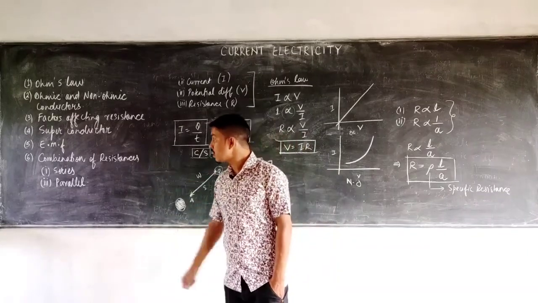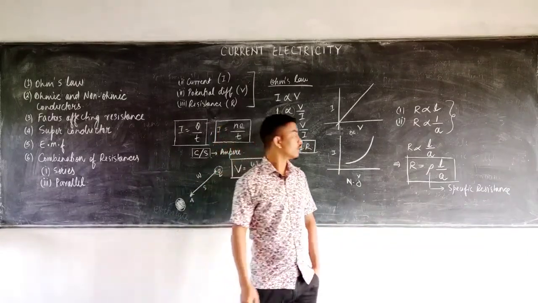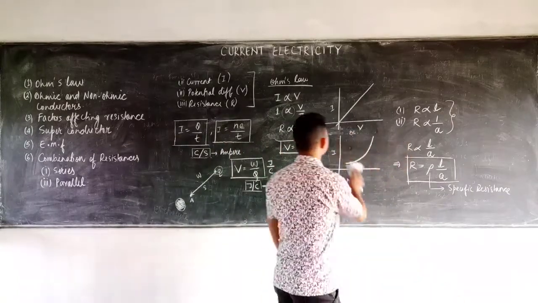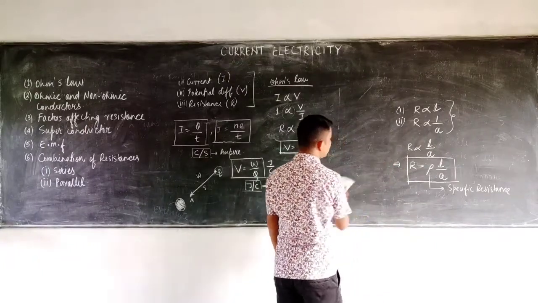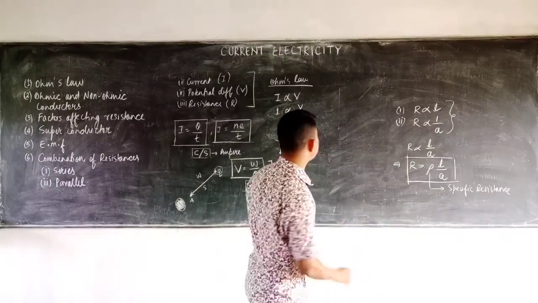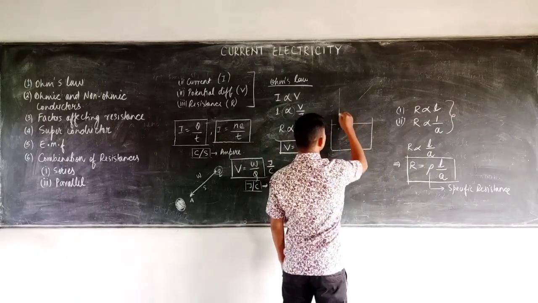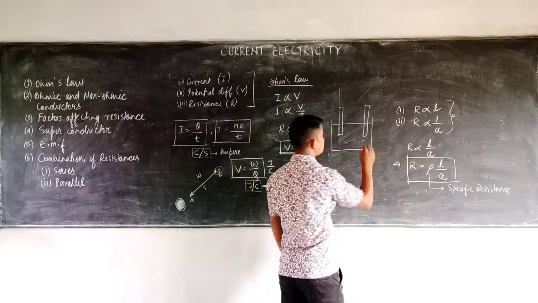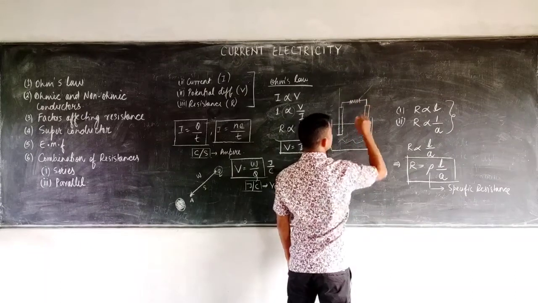Now coming to the fifth topic, EMF, that is the electromotive force. To understand this, I draw one cell. What is a cell now? The cell is a battery that contains the electrode and the electrolyte within it. So I simply draw one battery, a container, where we have two electrodes, and then I have an electrolyte inside this battery, and then some external resistance is connected to this.